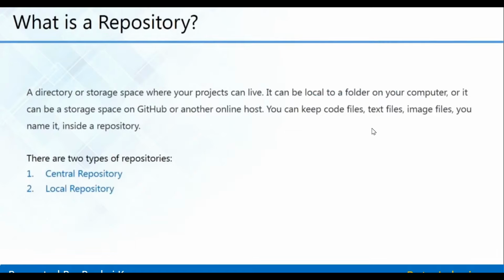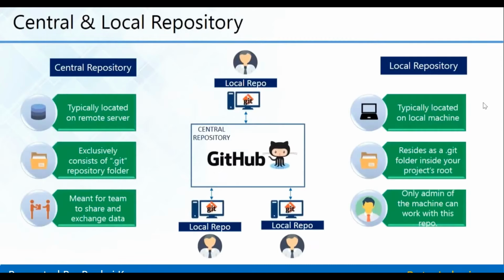So we have two different kinds of repository. One is local, in which you do all the changes. Once your changes are completed, you can put them into a centralized repository. Typically the local repository is stored on your machine, and it has a .git folder in your project root. Only the admin of the machine can work with this repo. No one else can work with it.